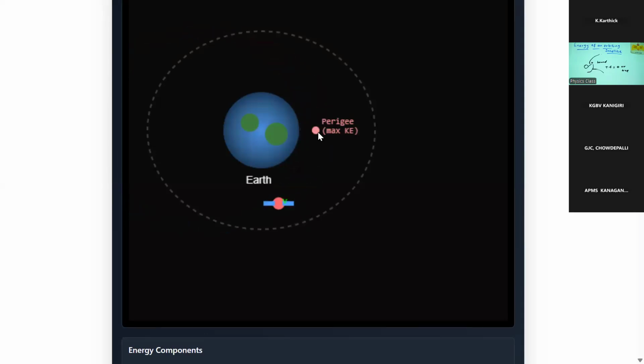Now you can see one point, that is perigee, which is the closest point to the Earth. Wait for the satellite to approach the perigee, the point closest to the Earth. At this point, the satellite is moving the fastest because that is the point very close to the Earth. So its velocity is maximum and kinetic energy is also maximum.